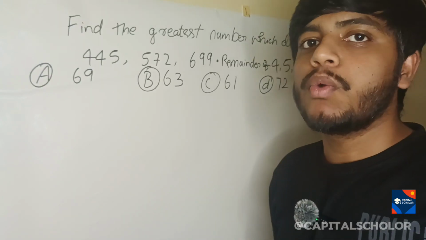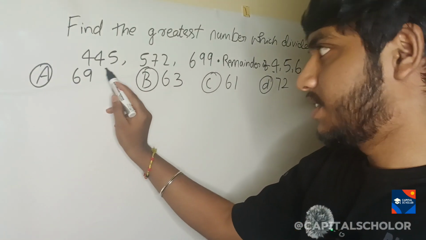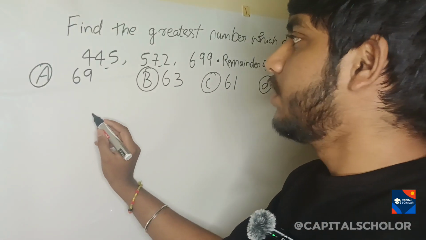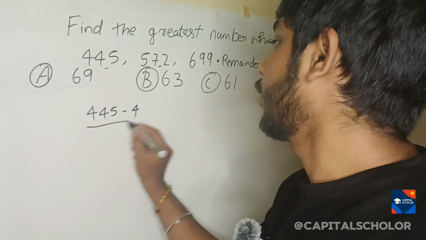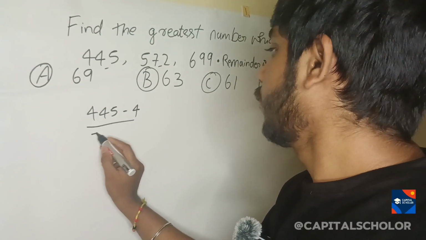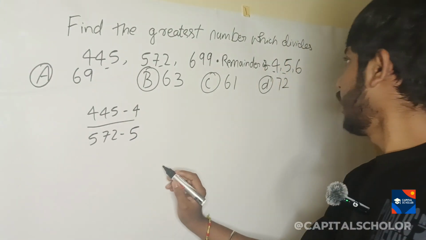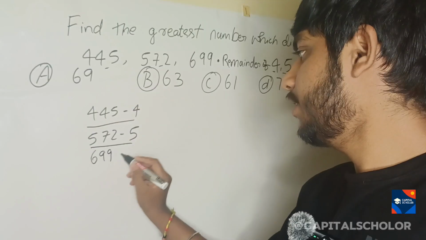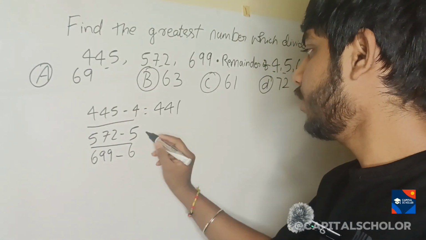So in the previous video, what did I say? For 4 you have to minus this, for 5 this, and vice versa, etc. Okay. Now let's do 445 minus 4, 572 minus 5, and 699 minus 6, which results in 441.